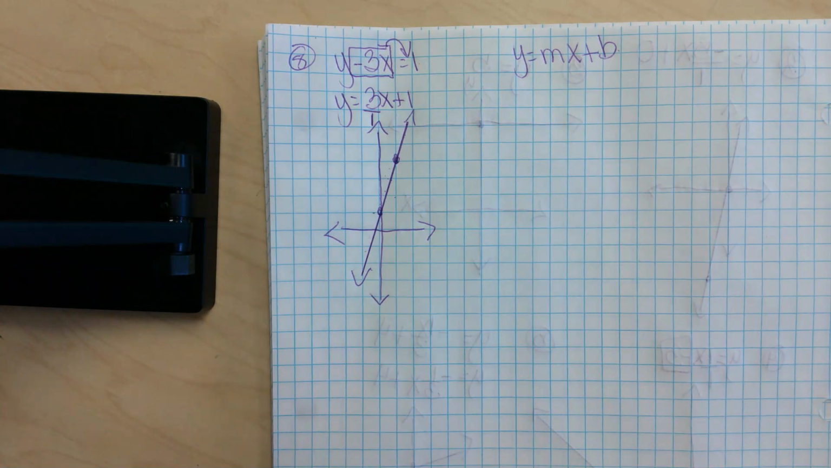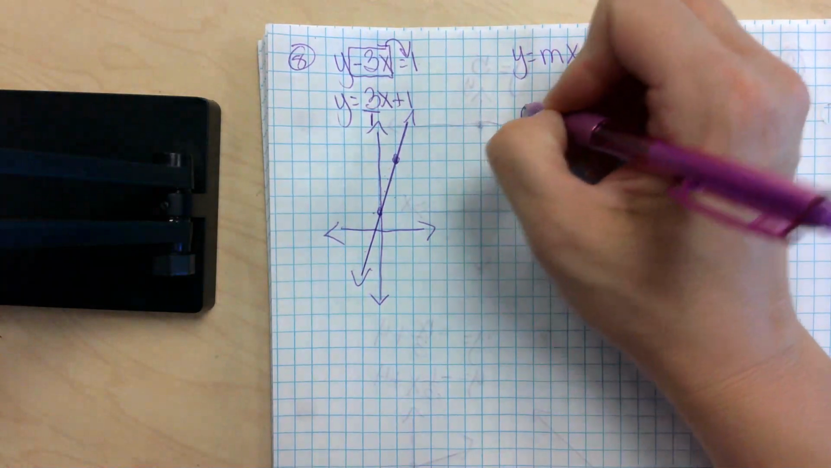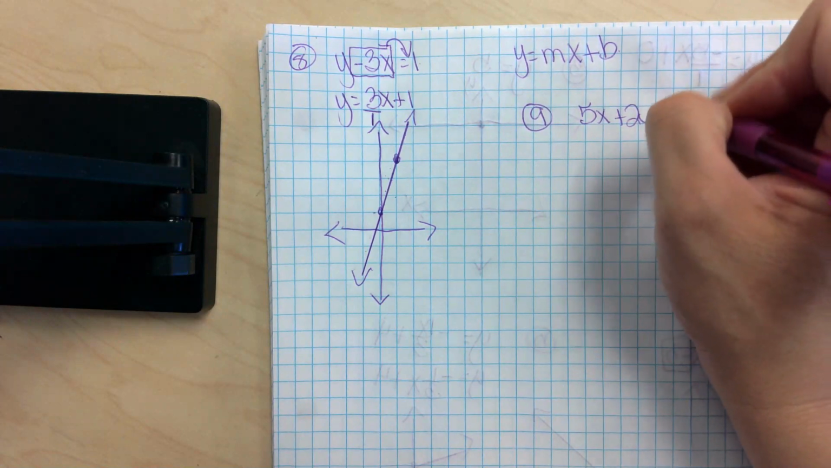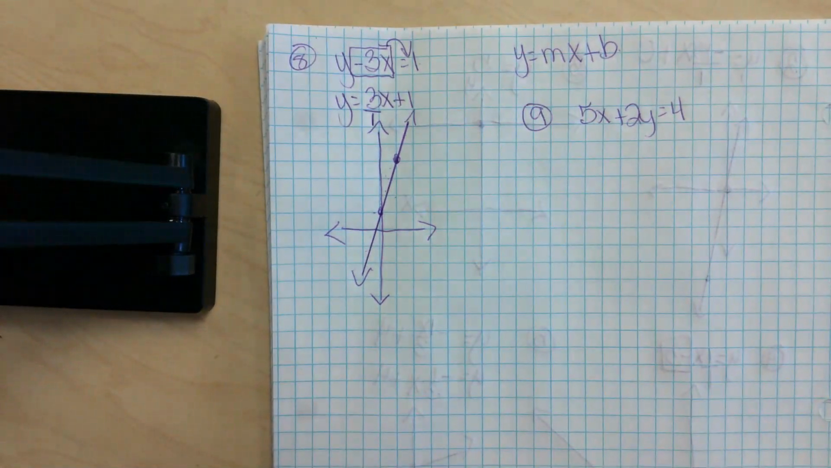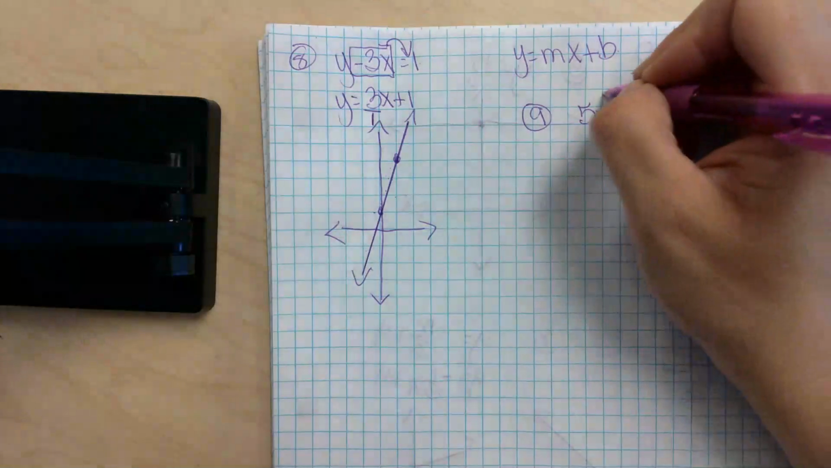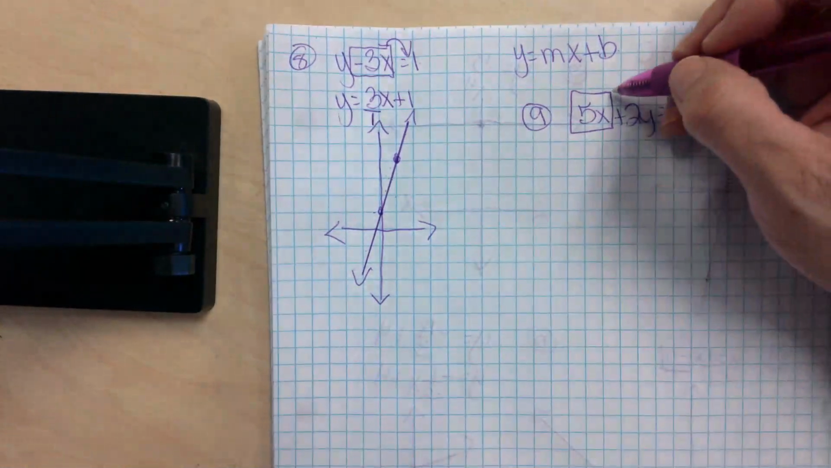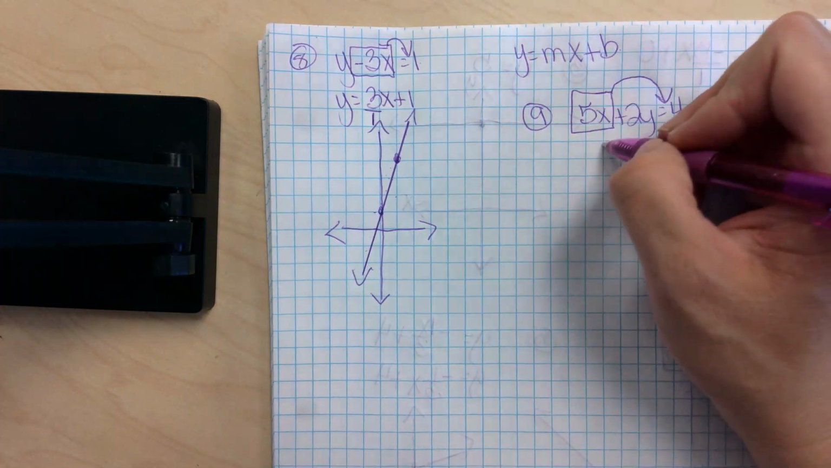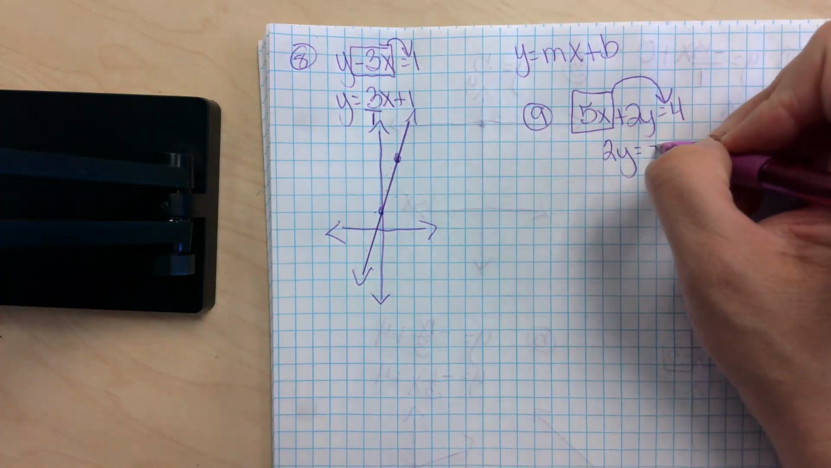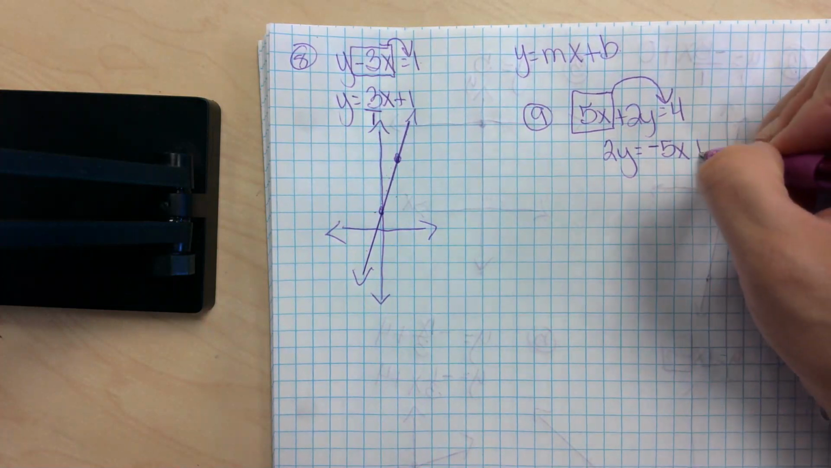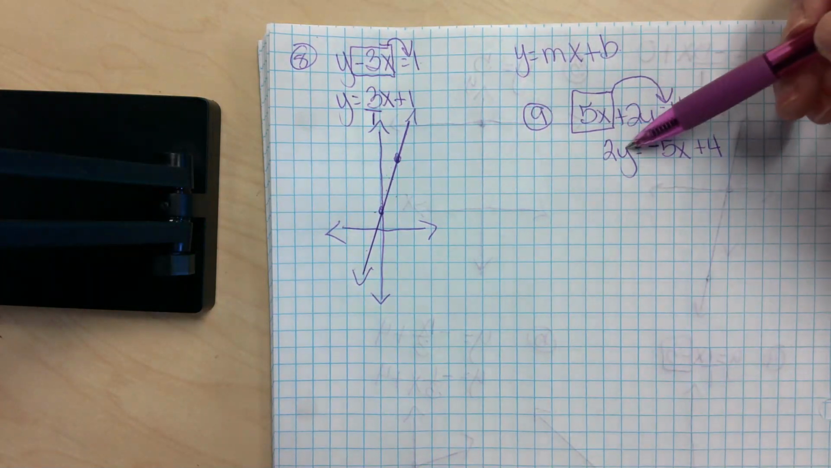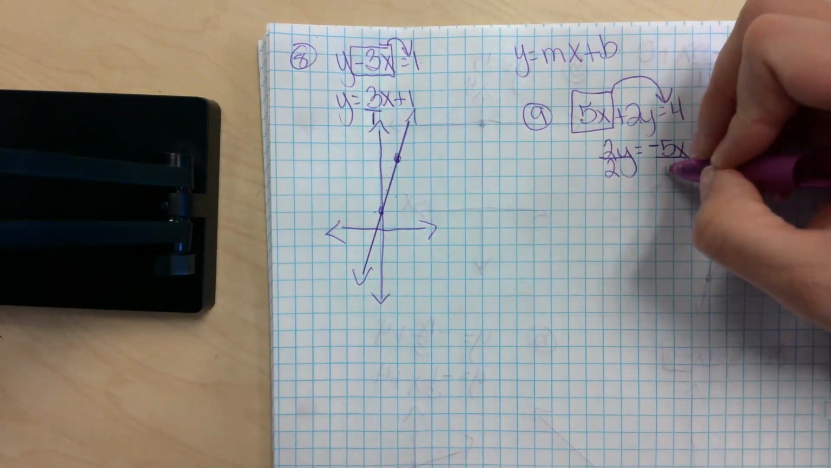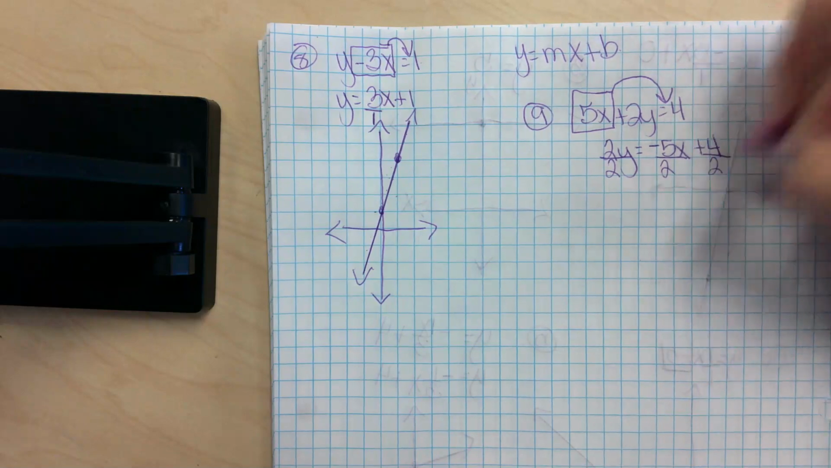On number 9, 5x plus 2y equals 2, which term is in the wrong place? The 5x. So what are we going to do to 5x? Move it over here, and we'll have 2y equals -5x plus 4. Now we have a problem. We have to divide by 2, but we don't just divide that one by 2, we divide everything by 2.